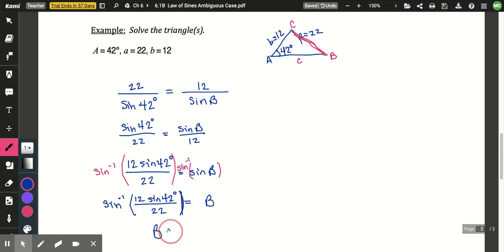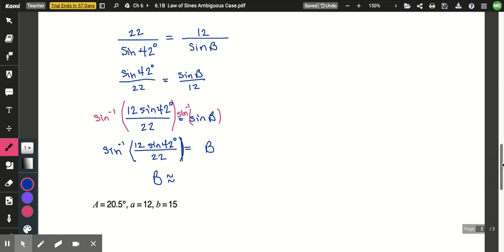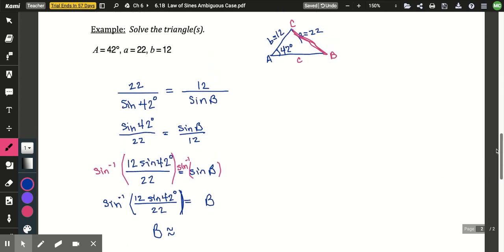And then I would just need to calculate that. So I need to get that in my calculator, which is a little hard to do if you're using a scientific. So no matter what calculator you're using, you definitely want to try this and see if you get the correct answer there. So when I type this in my calculator, I get B is approximately 21.406 degrees. So there's one of my answers.